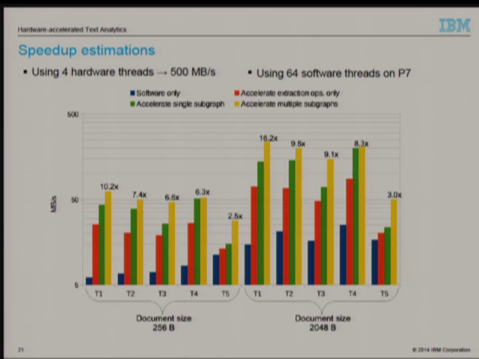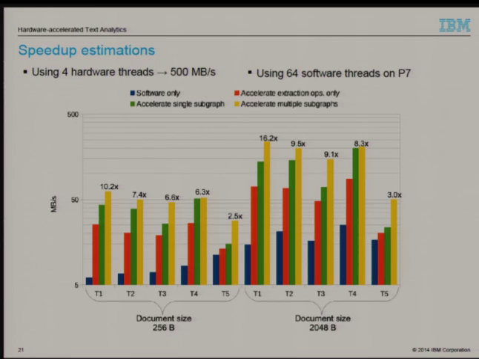So we then estimated the throughput for the queries that we were seeing before for various scenarios. In blue, you can see the original software throughput running with 64 threads on the Power 7. And then in red, you see the speedup gain that you can get by only offloading the extraction operators onto the FPGA, and the remainder of the relational algebra is done in software.